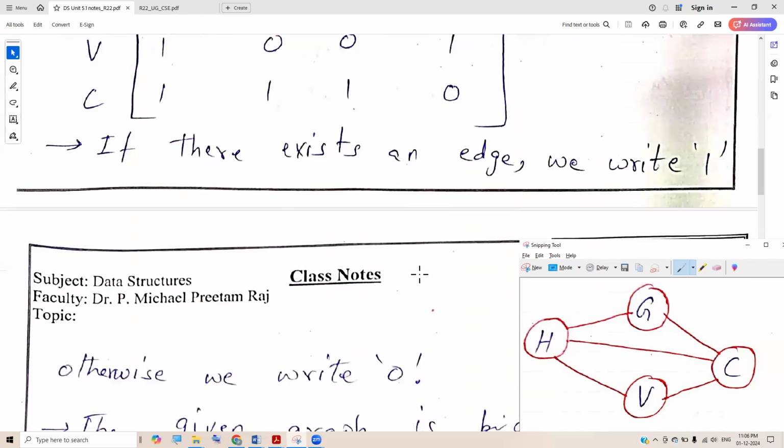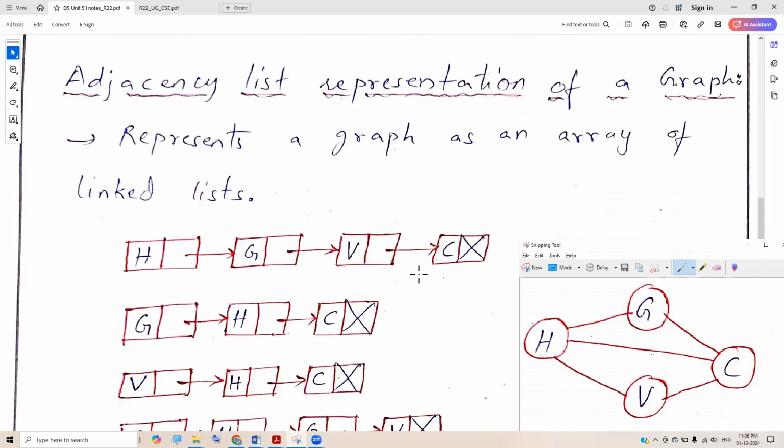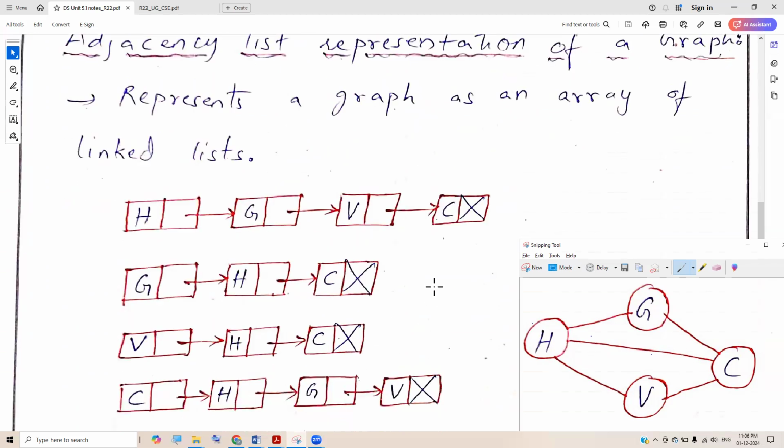Let us look at the other representation, which is adjacency list representation of a graph. This is based on the linked list representation. Now here Hyderabad is linked to Guntur, Chennai, and Vijayawada. Hence, we are listing it like this. H is linked to Guntur, Vijayawada, Chennai. That's the end, we are putting a null.